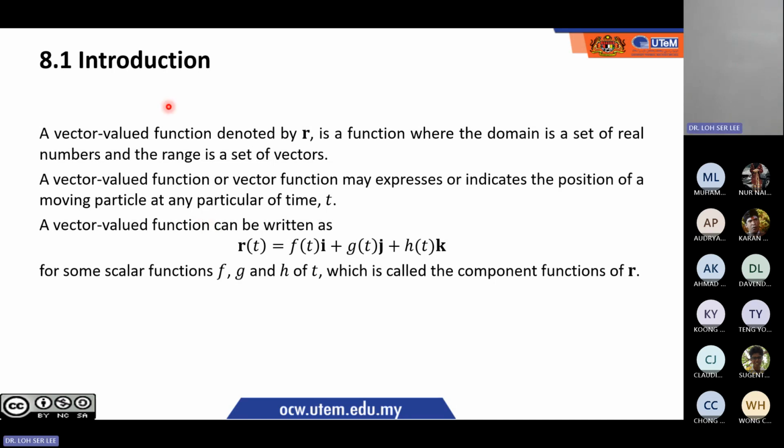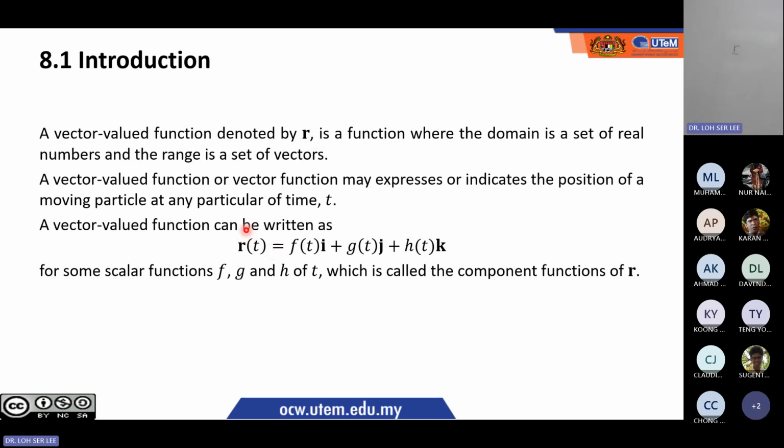What is a vector valued function first? A vector valued function is denoted by R. This R looks bold. When we write R, we give a symbol underneath to represent that this is not just R, this is a vector.